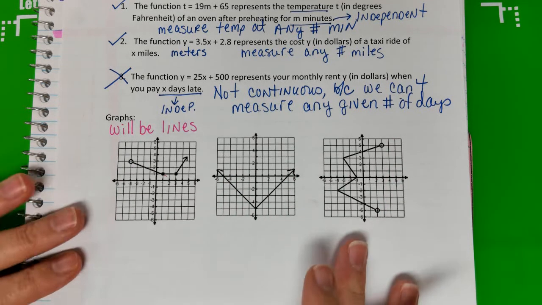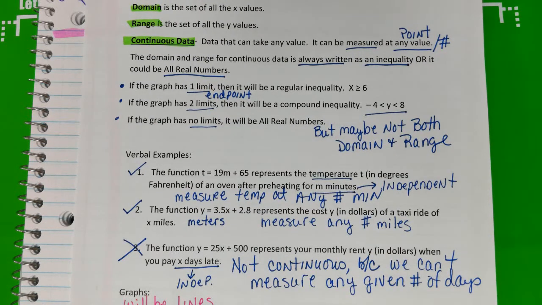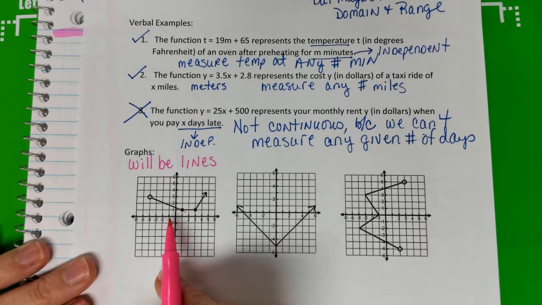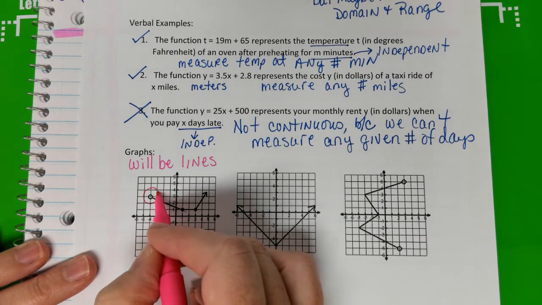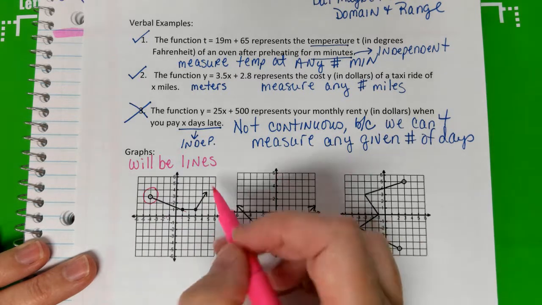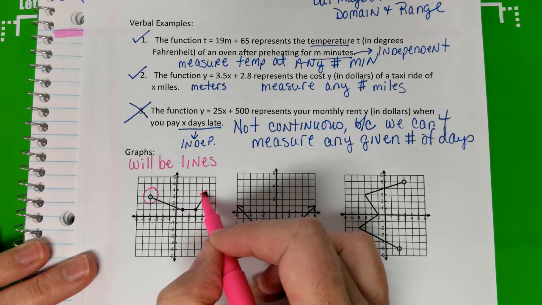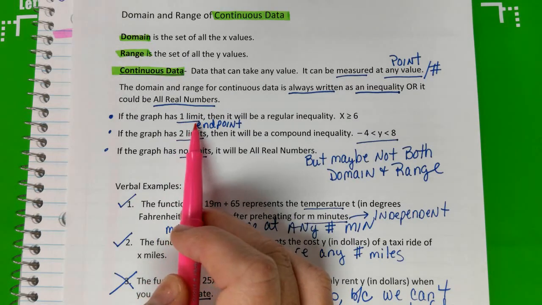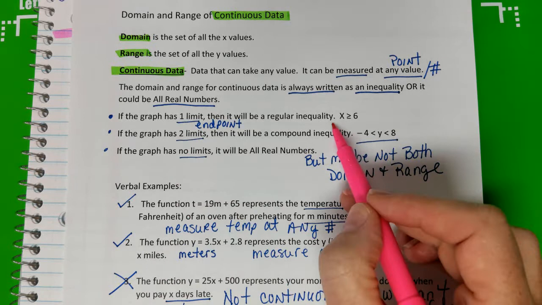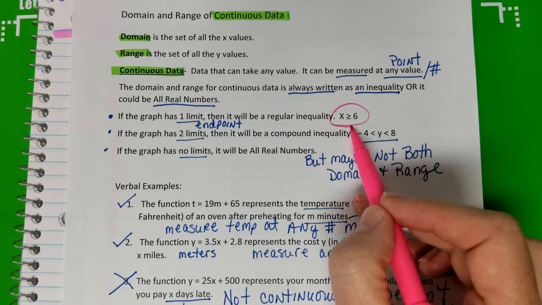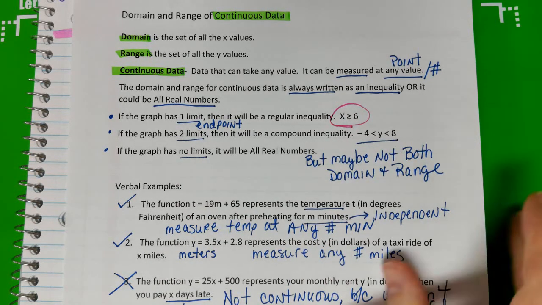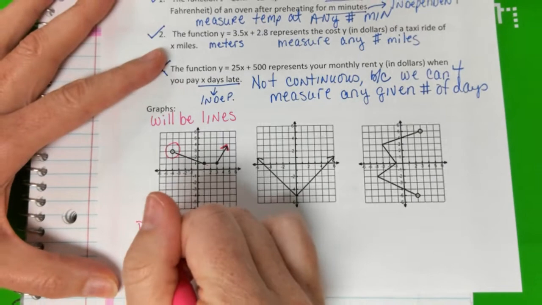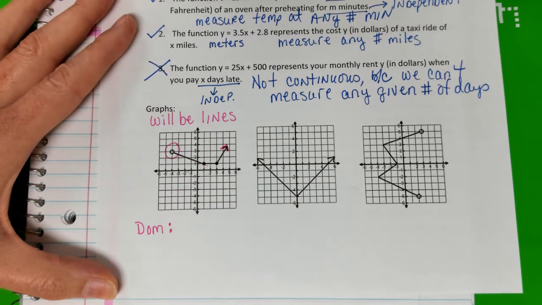Okay? Now, I told you up here, I gave you some specifications about the endpoints. So I want you to notice on this graph, we have a circle, and then we have an arrow. Okay, so this basically has one endpoint. It has one limit, one endpoint. So when we write our domain and range, it's going to be like a regular inequality. Okay? Now, the domain, remember, is all of our x values.